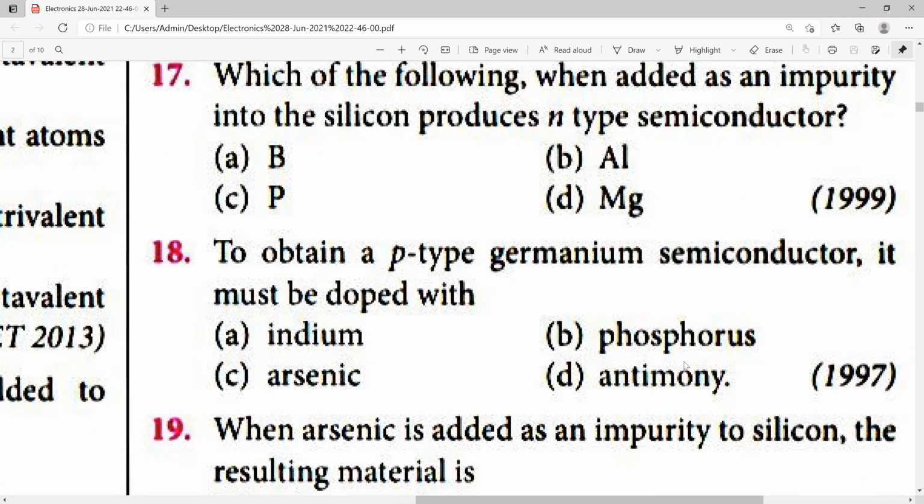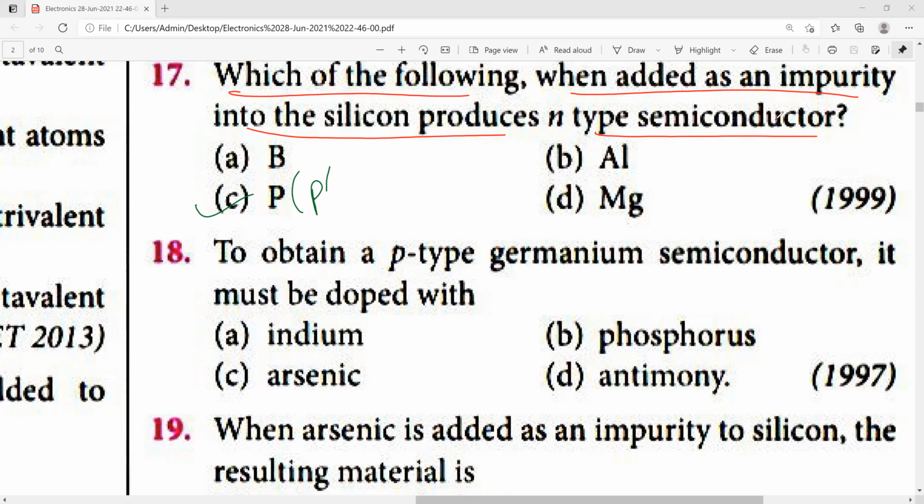17th one: which of the following, when added as an impurity into silicon, produces an n-type semiconductor? They have given phosphorus, aluminum, magnesium, and bismuth, and boron. Here phosphorus is pentavalent, so for the 17th one, this one is the right answer. That is P, phosphorus, which is pentavalent.